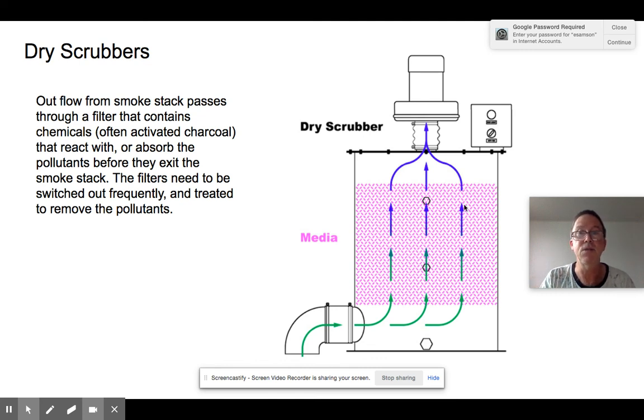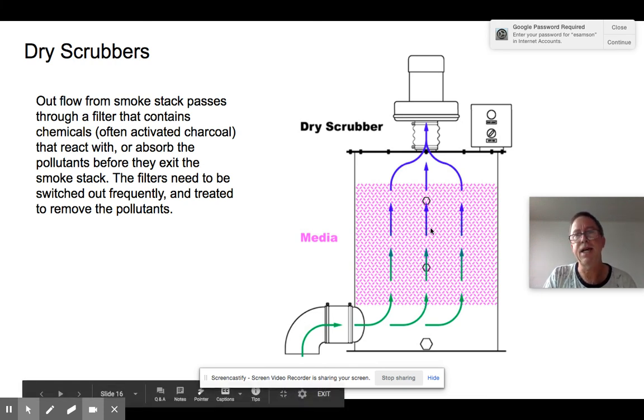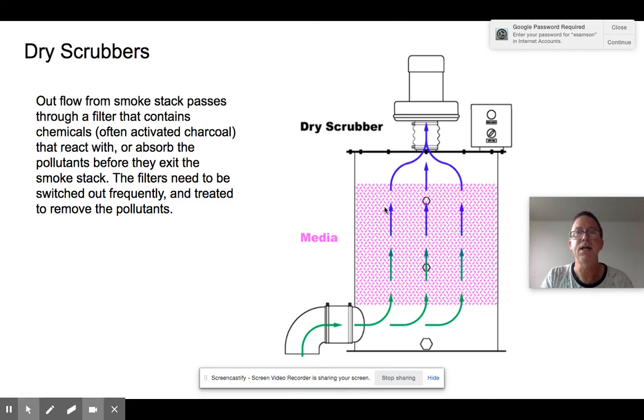One of the main things we use in here is called activated charcoal. And basically, as this just passes through here without getting wet, as it comes up to the top and exits, the pollutants have gotten stuck in here. Well, it should be pretty clear what's going to happen here: this has to be swapped out, and then a new one put in, and the one you took out has to be cleaned and repurposed and put back in. So it's very expensive.